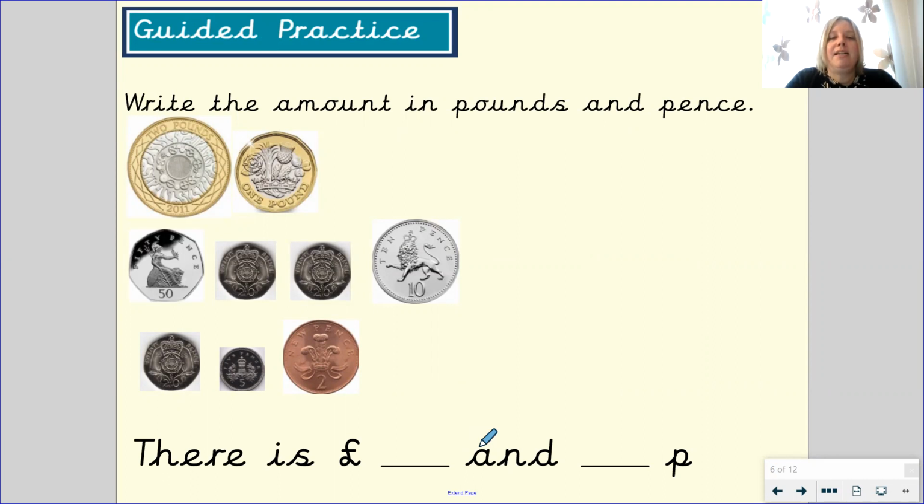The first thing I need to do is count my pounds. I've got £3 here and another pound here. How many pounds do I have all together? I have £4 all together. How much more money do I have here? If I add these 3 coins together, I have 27p. So all together, I have £4 and 27p. Can you say that with me? There is £4 and 27p.